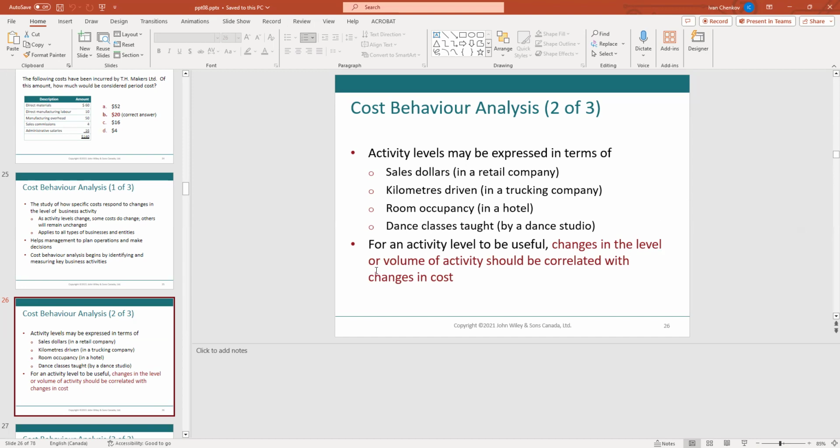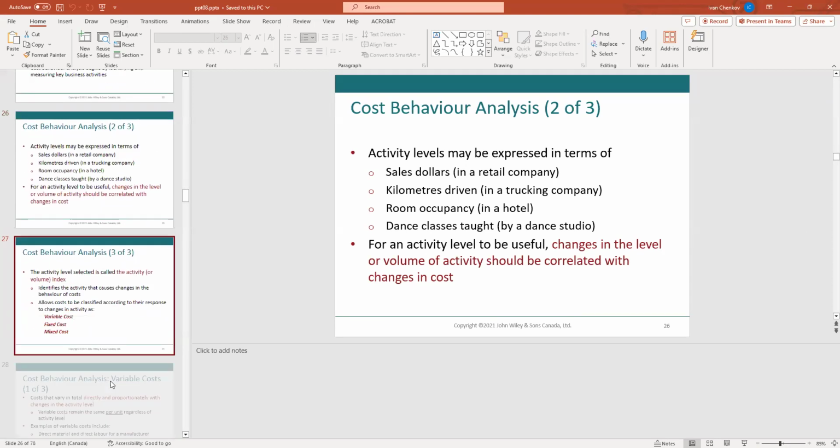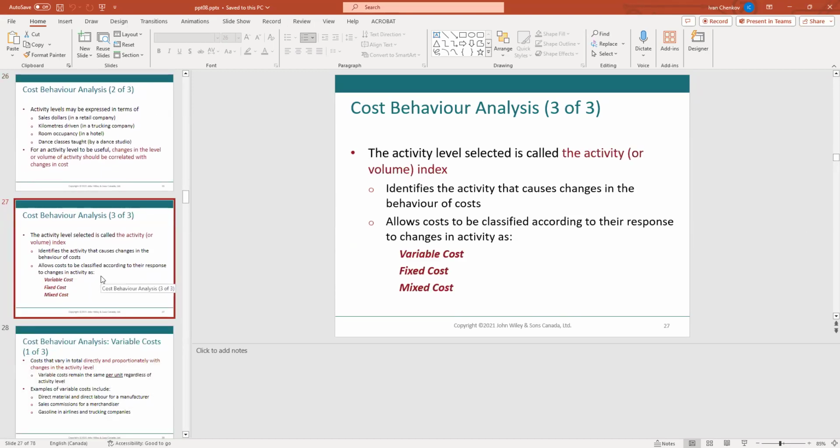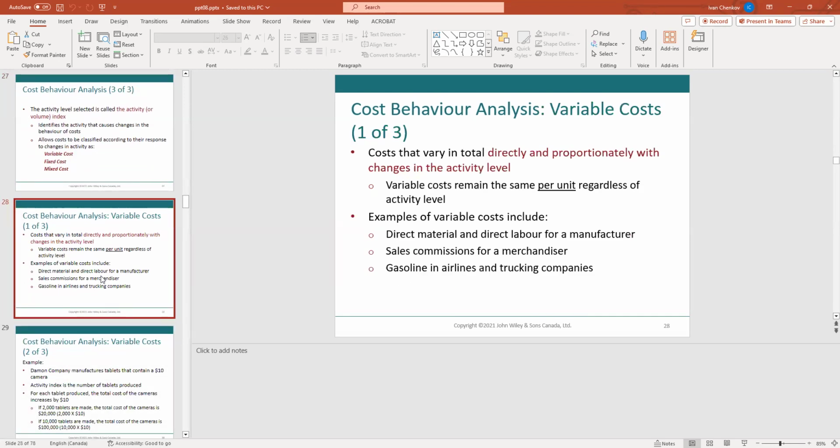So only the changes of activity, or the volume of activity, should be correlated with the changes of cost. For that reason, we're going to split the cost into variable cost, fixed cost, and mixed cost. Based on the activity, if the activity drives the cost, that means the cost is variable. If the activity doesn't change the cost and the cost stays the same, we're talking about fixed cost. Mixed cost is a combination of variable and fixed cost. Let's see first what the variable cost is.